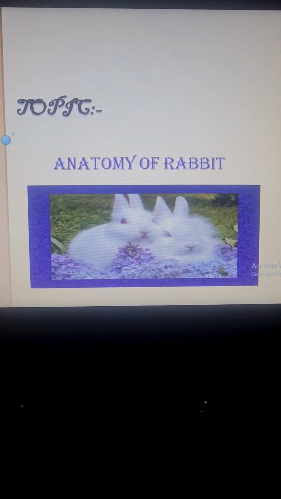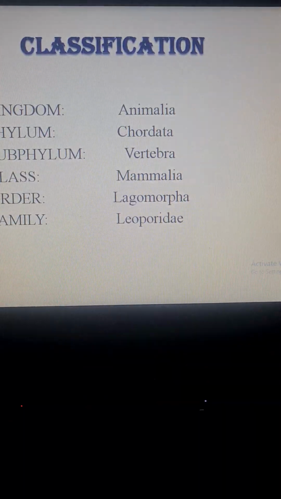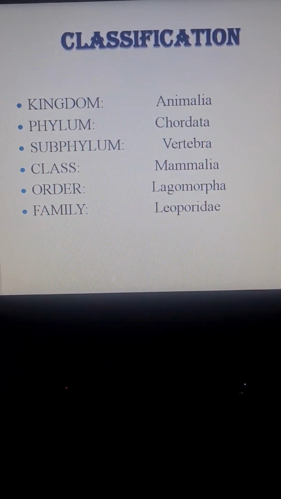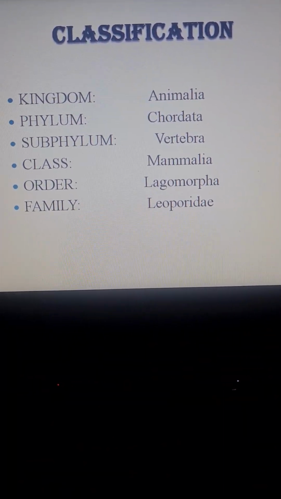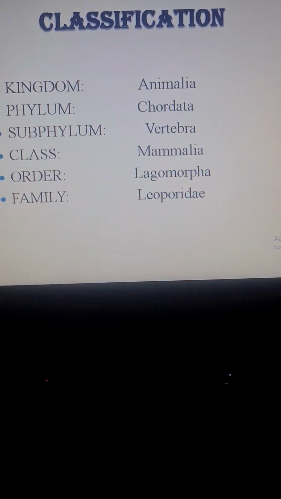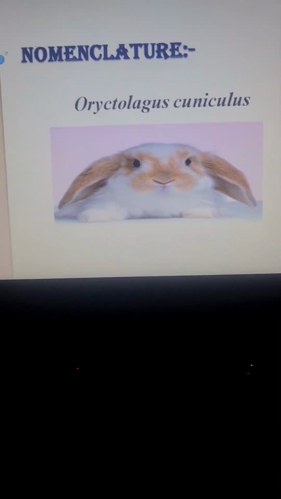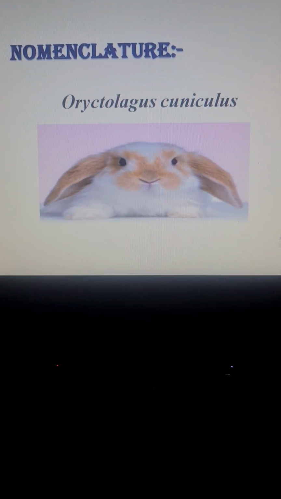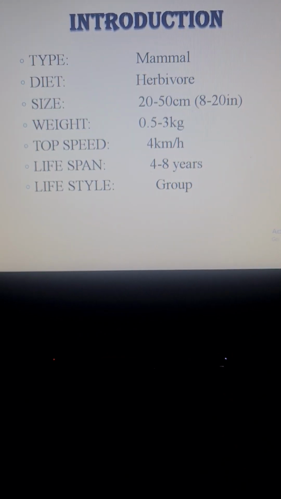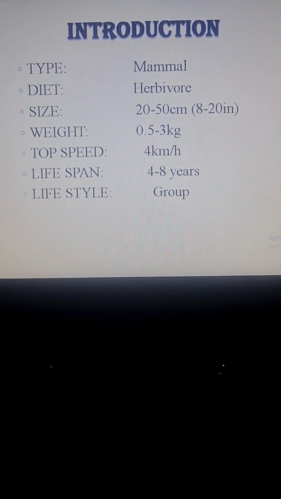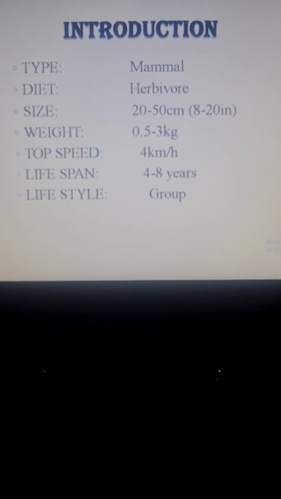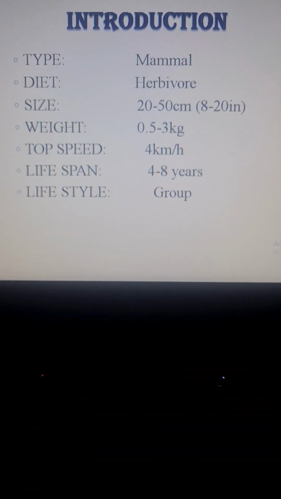Today the topic of our discussion is the anatomy of the rabbit. As we discussed the classification of the rabbit, it belongs to kingdom Animalia and the family of the rabbit is Leporidae, and the scientific name of the rabbit is Oryctolagus cuniculus. So here we discuss the type of the rabbit: it is a mammal. Its diet contains grasses, so it is a herbivore.